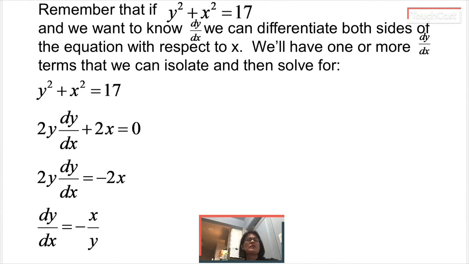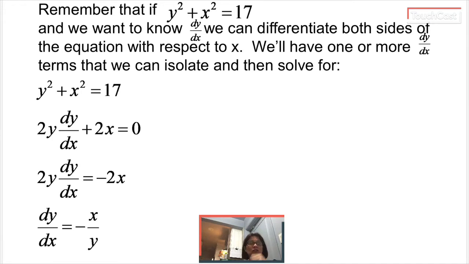Okay, so we talked about here, this is the equation for a circle with a radius square root of 17. And you could find the derivative. We could find dy/dx for this curve and use it to think about the slope of this circle at any point on the circle. And we talked about using implicit differentiation to do that.